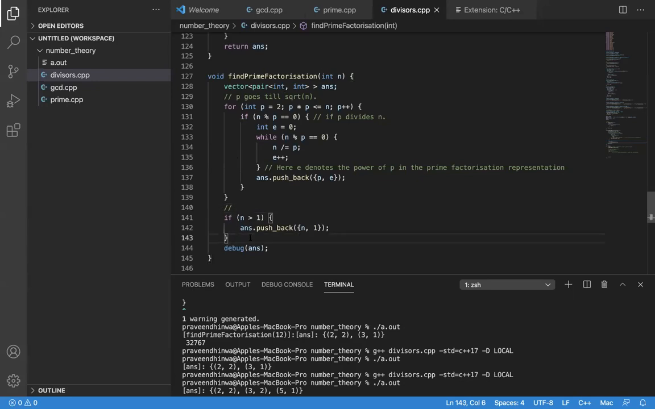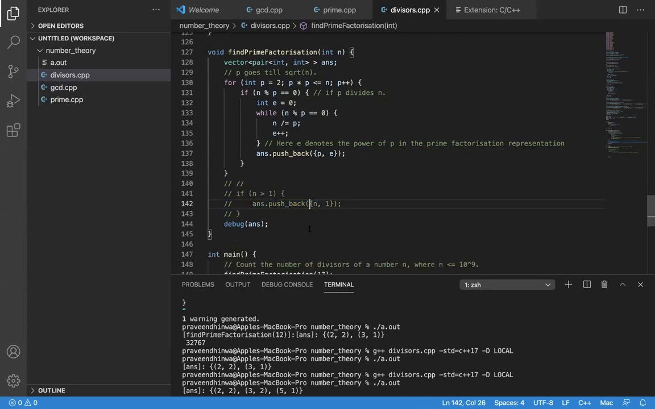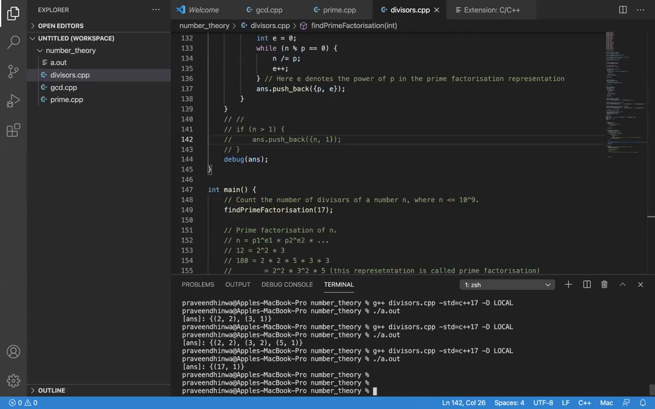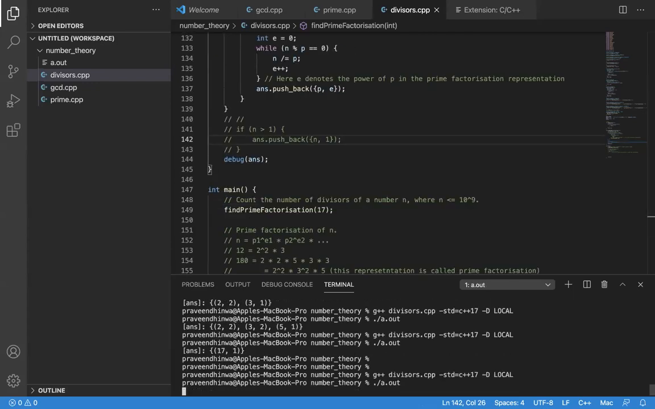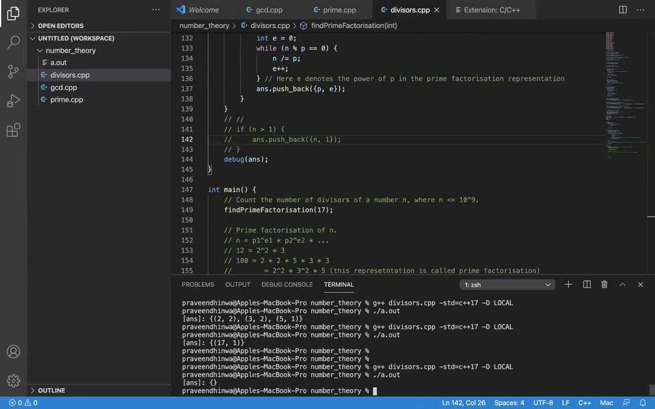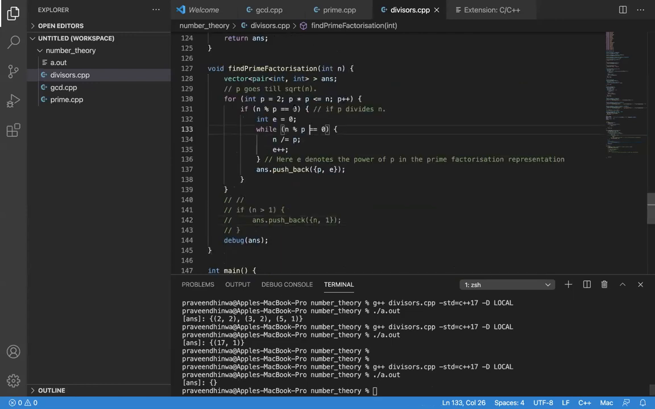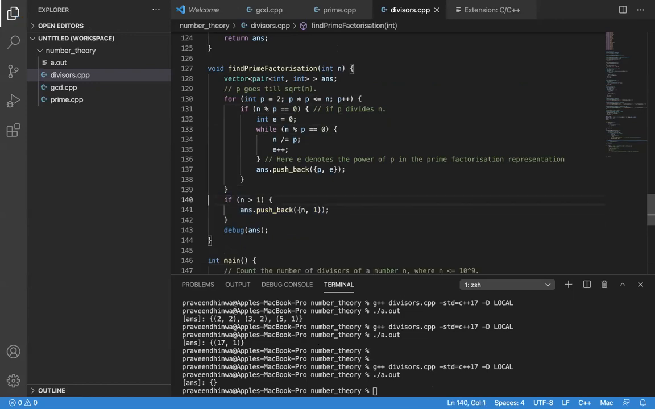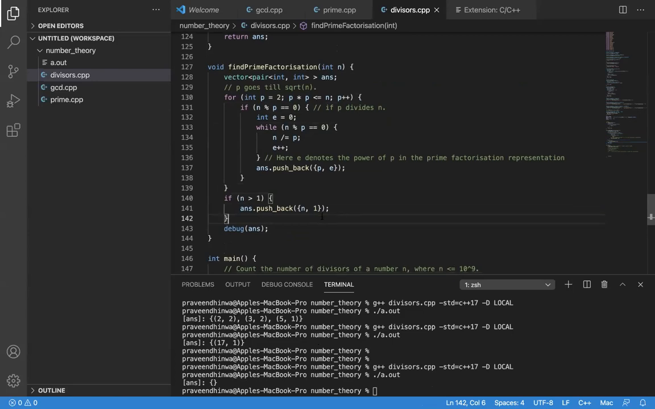Because suppose I don't do this, then what happens in case of 17? Let's see. Then it's saying empty, because there was no number which was dividing 17 till square root of n. Only number 1 was dividing. So you should make sure to handle that case. In case this remaining number is greater than 1, then you should also push that number. So this is your prime factorization.